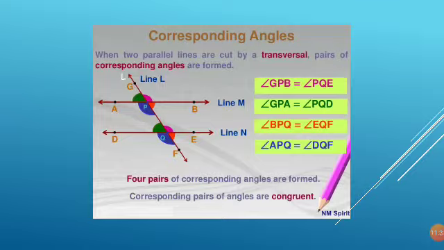Corresponding angles are on the same side of the line. Angle APQ and angle DQF are equal. Equal means a corresponding angle is the same angle. Four pairs of corresponding angles are formed. Corresponding pairs of angles are congruent. Congruent means equal.